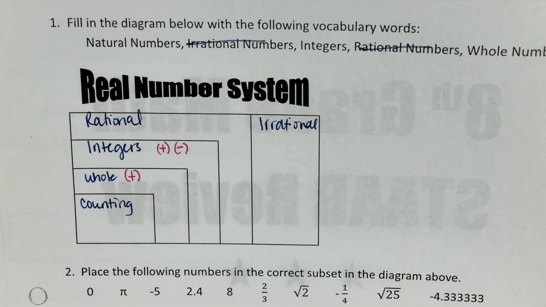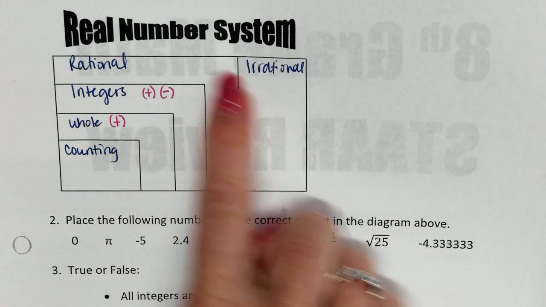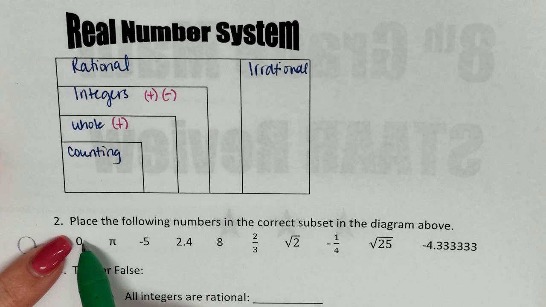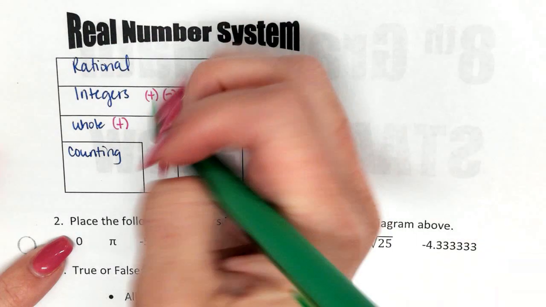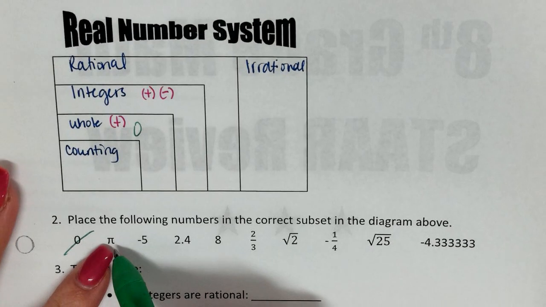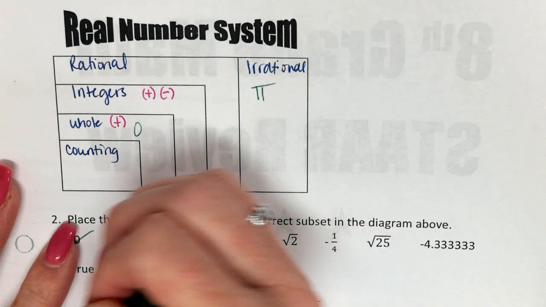Okay? All right, it wants us to place these numbers in this part where they would go. So this should be super easy. Where would 0 go? I just told y'all. Whole. Where would pi go? Irrational. Pi is a famous irrational number.